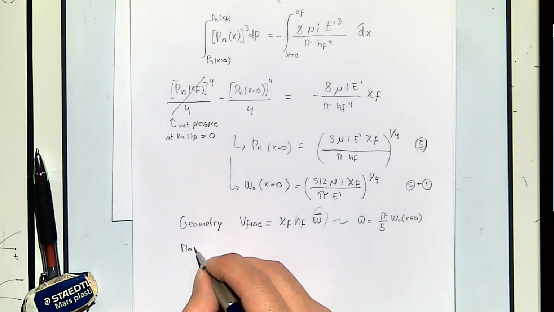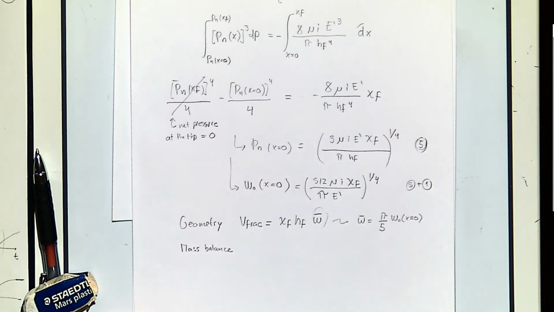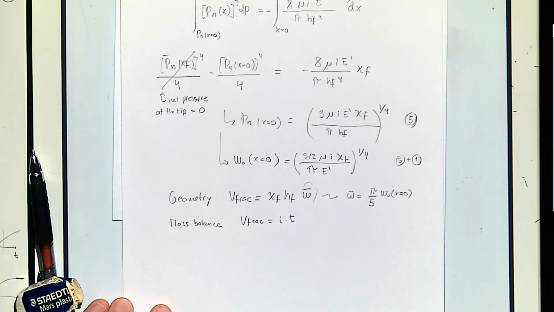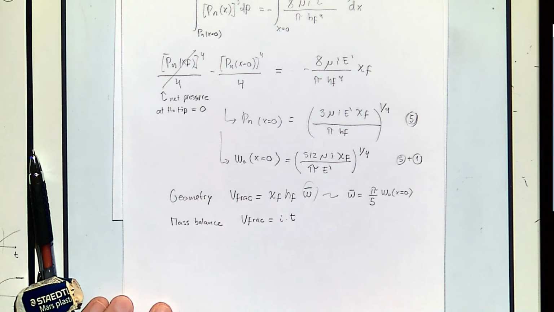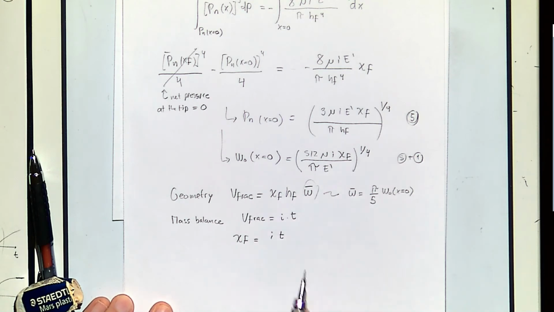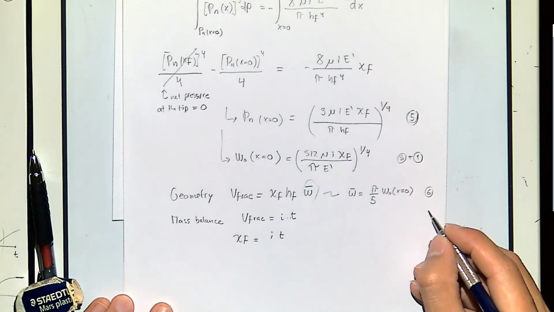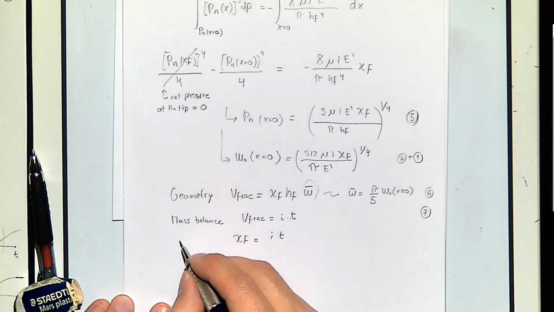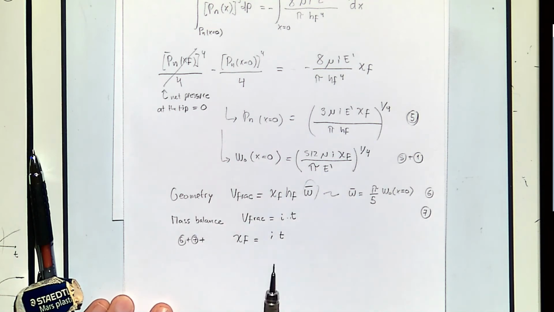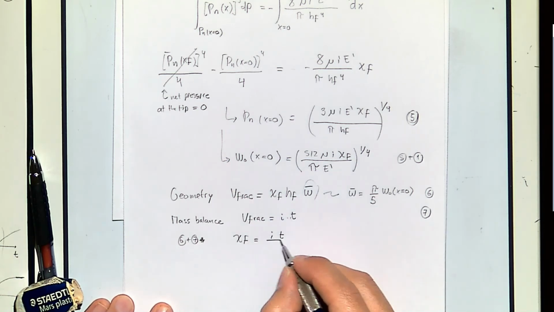And bringing again mass balance and assuming that all the injected volume goes into the fracture, so injection rate times time, we can calculate that the fracture half length is going to be equal to, from combining this one and that one, this.